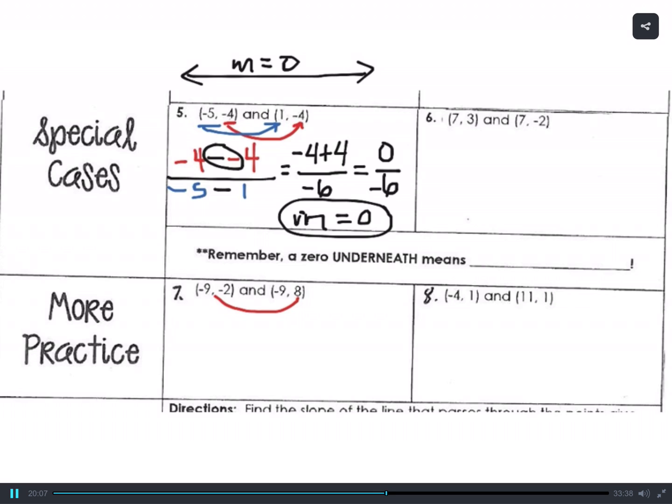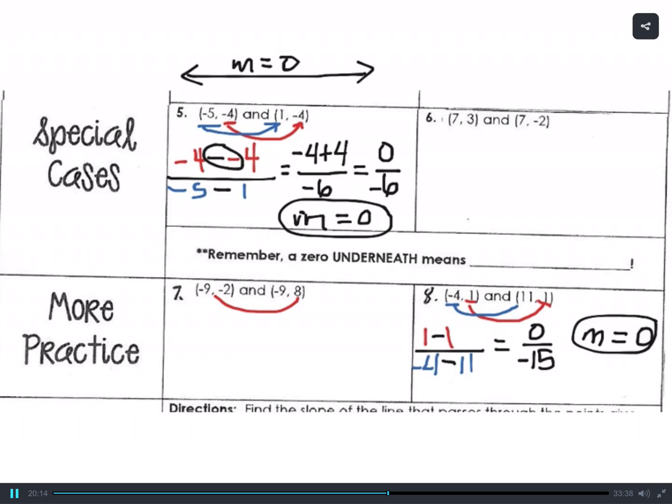I'm sorry, I'd like for you to try example number 8 instead of number 7. All right, now that you've had a chance to try number 8, you should have gotten to the same conclusion that we did in number 5, and that is that the slope equals 0. I got 0 divided by negative 15, which does equal 0. Now what we're going to do is try example 6 together, and we're going to see how this is different.